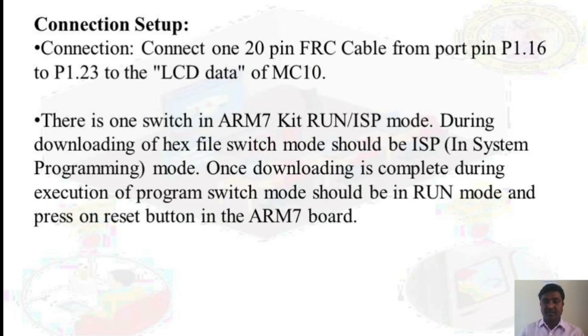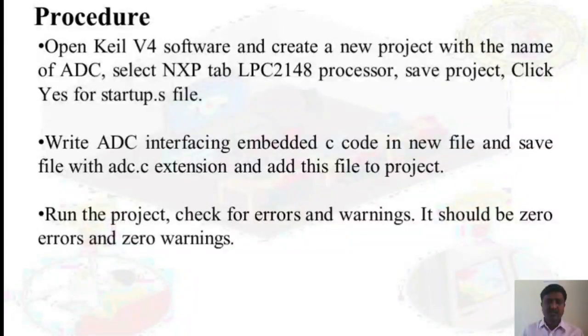There is one switch in the ARM7 kit, the run or ISP mode. Whenever we are downloading the program, we have to keep it in the ISP mode, in-system programming. During the execution of the program, we have to change the switch from ISP to run mode. The procedure of this program execution is as follows.